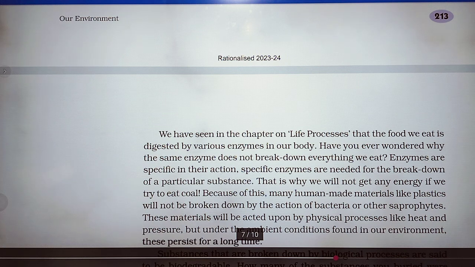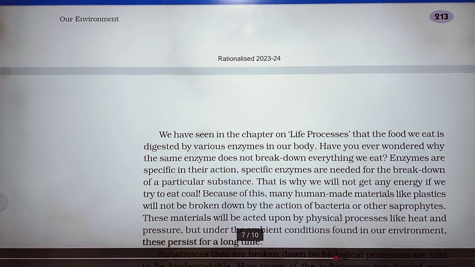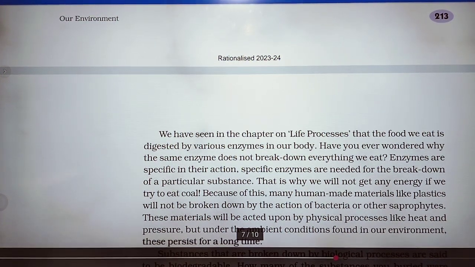Have you ever wondered why the same enzyme does not break down everything we eat? Enzymes are specific in their action. For different functions, there are different enzymes. A specific enzyme is needed to break down a particular substance.